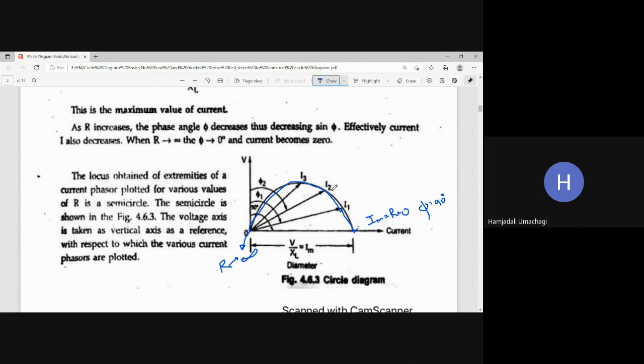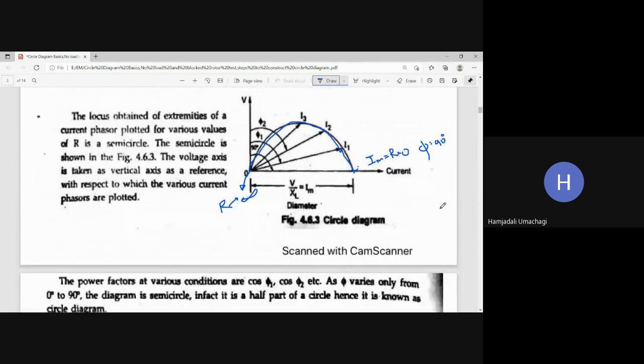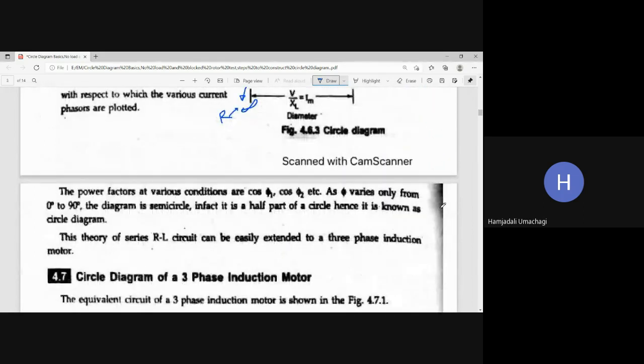So this is the locus diagram of current, where you can see that the locus diagram of the current is just like a semicircle. And here in this case the diameter of the semicircle is V by XL. For this V by XL, current will be maximum, that is I equal to I max, equal to V by XL, where for this condition resistance is equal to 0 and power factor angle phi will be equal to 90 degree. So this is all about the circle diagram for a series RL circuit.